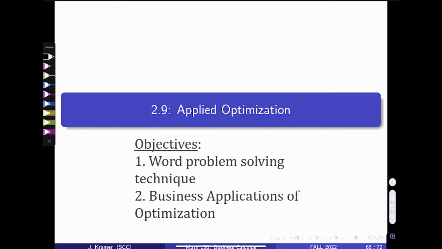In this video, we'll cover section 2.9 on applied optimization. The objectives of this video will be to cover word problem solving techniques and look at applications in the realm of business.